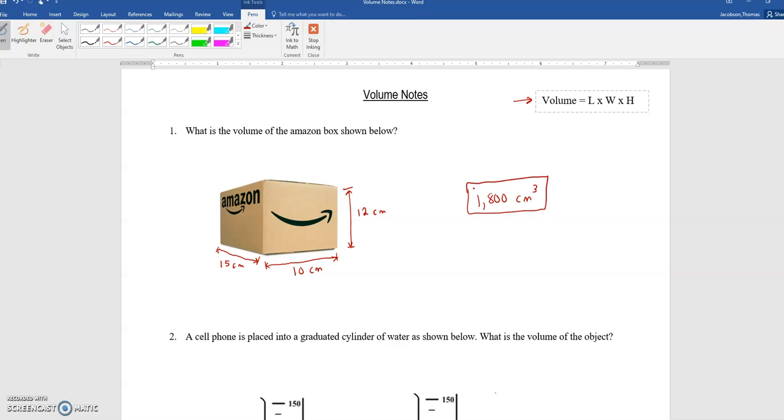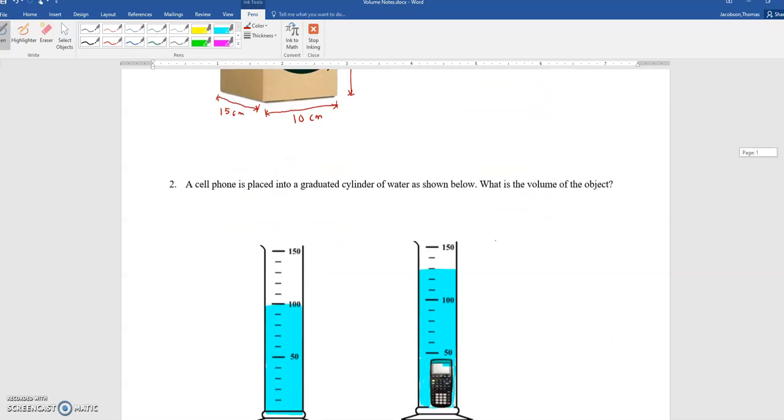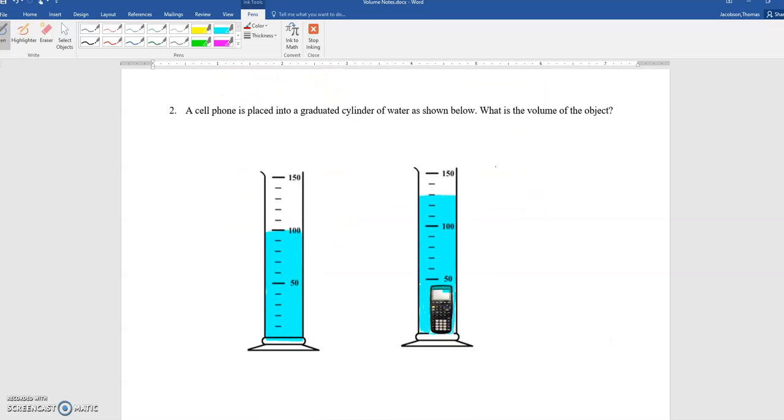So any object that is rectangular, like a box in the picture, you can just use a ruler and do length times width times height. Now, most things in life are not rectangular like that. Most things have irregular shapes and curves, which makes it almost impossible to get the volume by using a ruler. So we can use something called the displacement method.